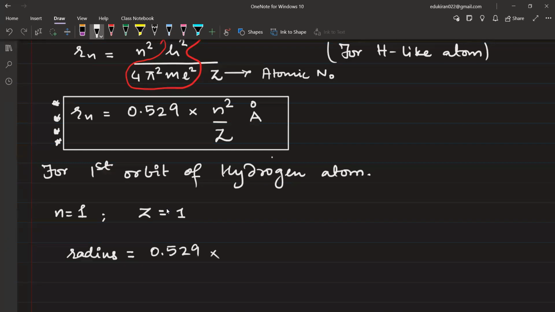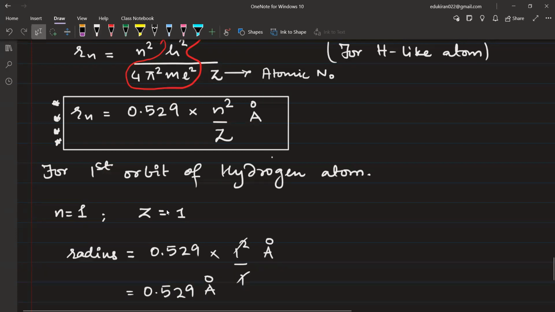0.529 into n स्क्वायर की जगह 1 स्क्वायर और 1 की जगह 1 एंगस्ट्रॉम. सो ये तो कैंसिल हो जाएंगे, 1 तो 1 ही रहेगा. दिस विल बी 0.529 एंगस्ट्रॉम. करेक्ट है गाइस? यस और नो, प्लीज टेल मी. एनी प्रॉब्लम?